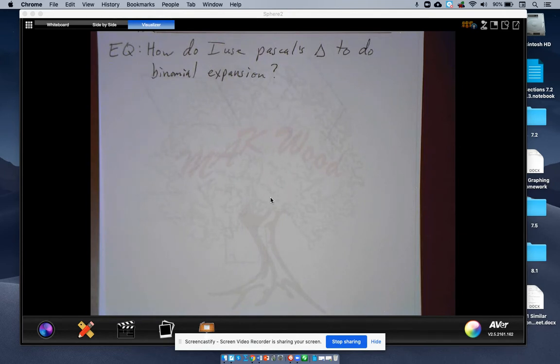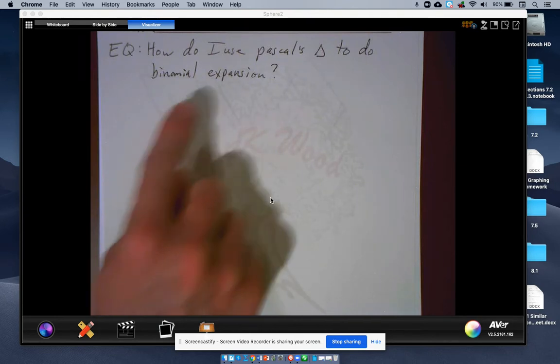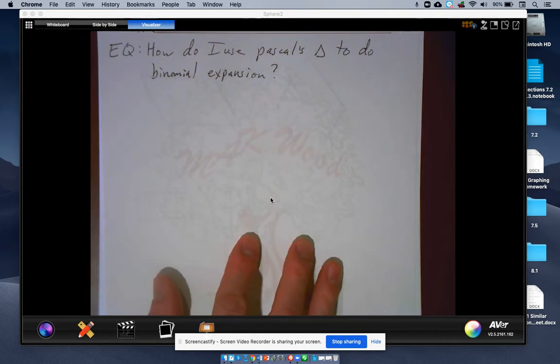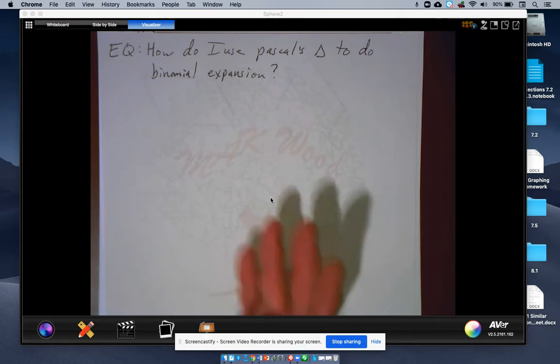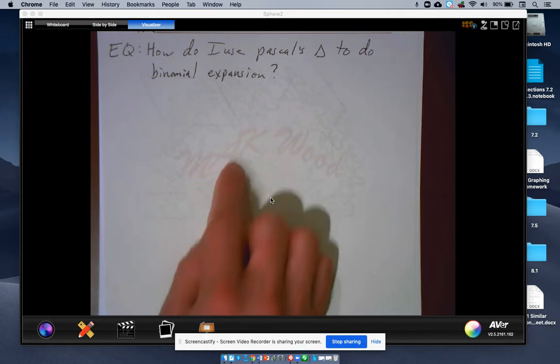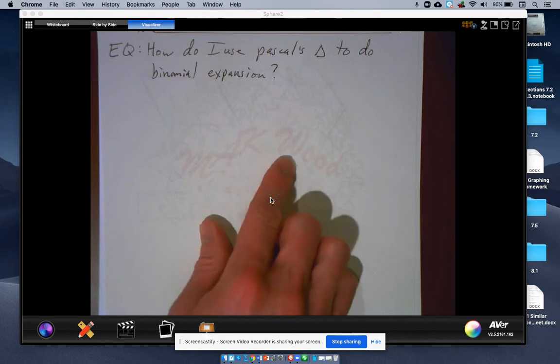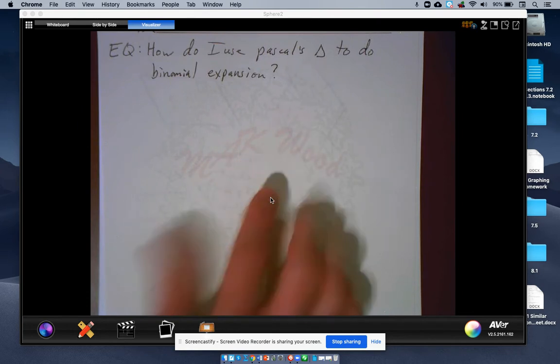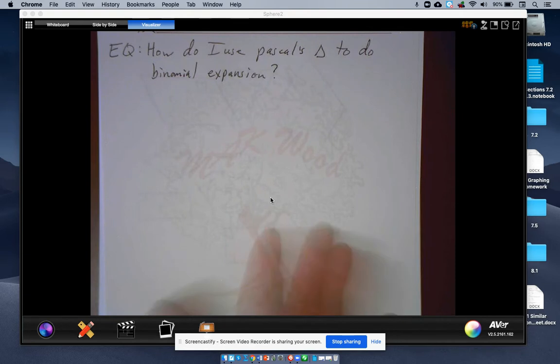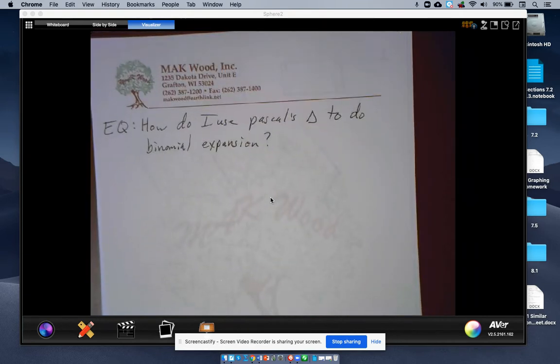Now, before I do this, as you can see, there's a picture of a tree on my paper. This paper is so old, I have no idea where I got it, but I know what company it comes from. It comes from a company called MAK Wood. So it's like a lumberyard or something, and it's posted at the top here, Macwood, right out of Grafton. I have no idea if that's even still there.